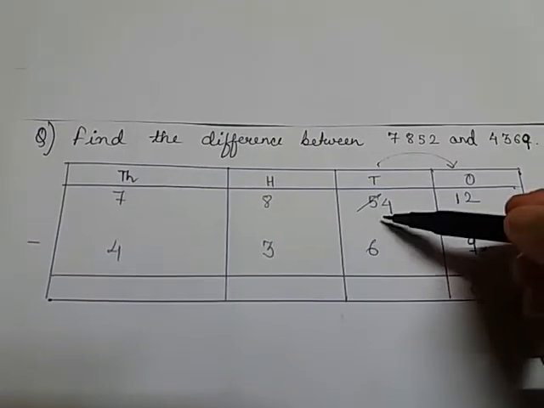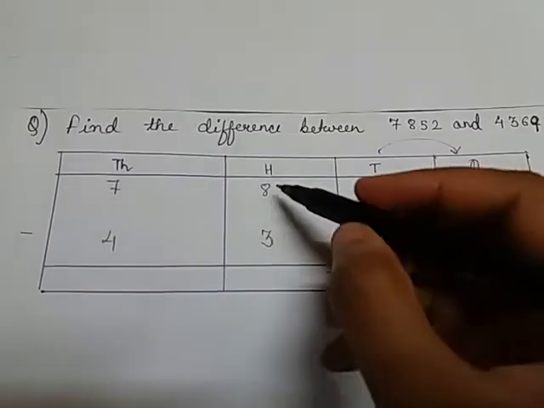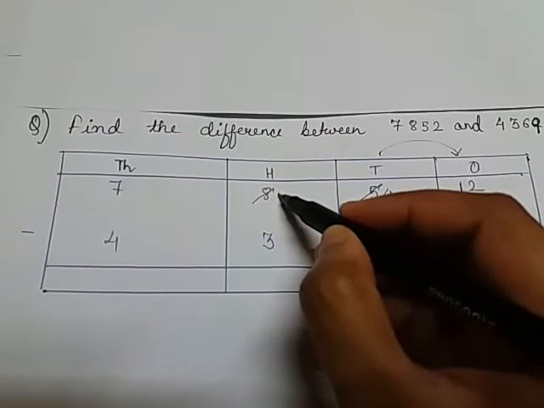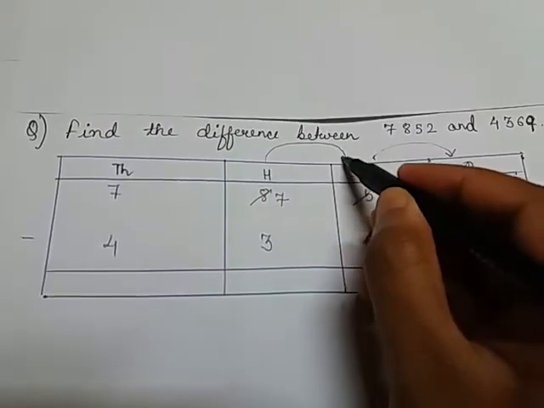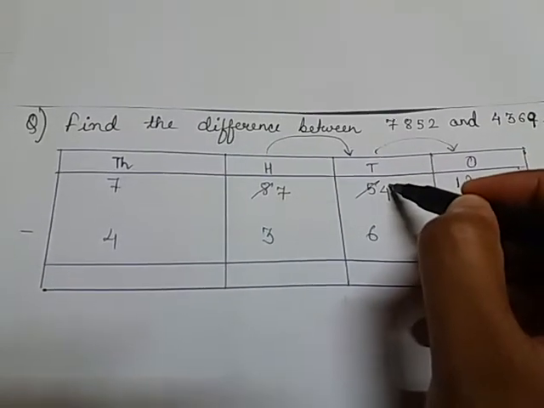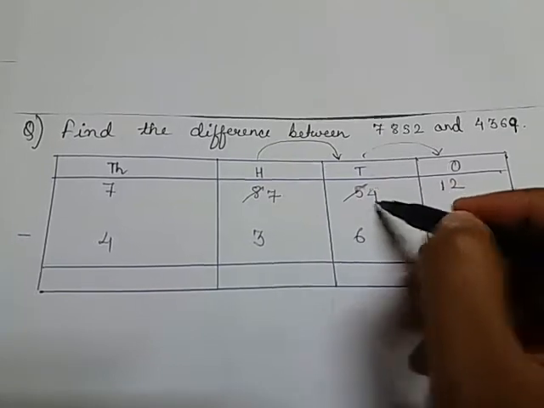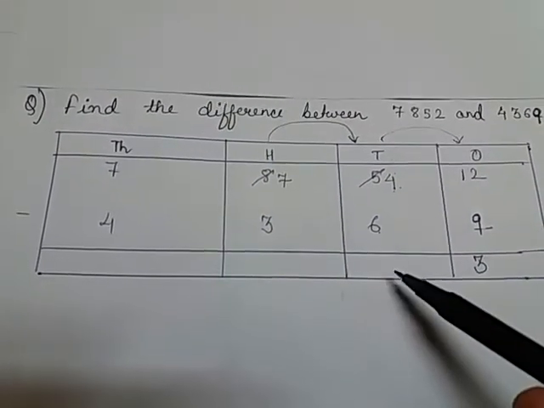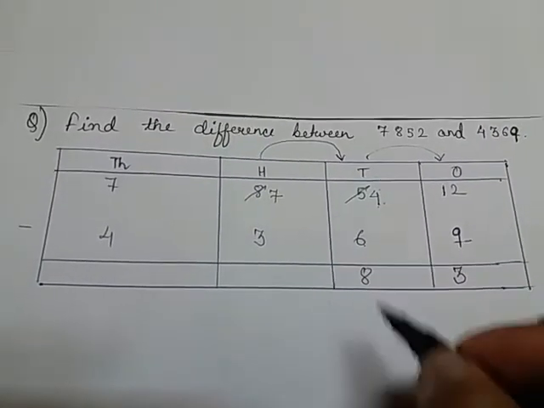Now here again I have got a smaller number. So I will take one hundred from here. As a result, this will get decreased. And when I shift 100 to the tens place, it will become 10 tens. 10 plus 4 is 14. 14 minus 6 is 8. We will write 8 here.